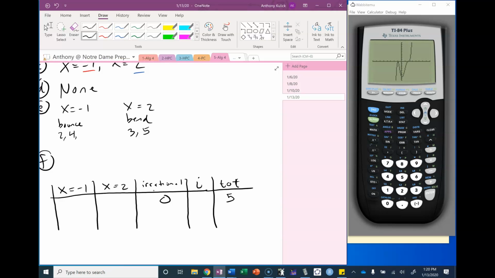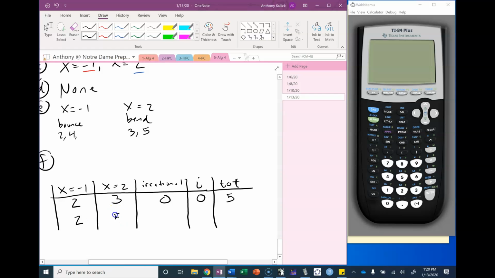Now let's fill in how many times we could use -1 and +2. So what's the minimum number of times I could use -1? 2 times. Okay. The minimum number of times I could use +2, 3 times. 2 plus 3 plus 0 is 5. Can there be any imaginaries then? No. Okay. But that's not the only combination, right?